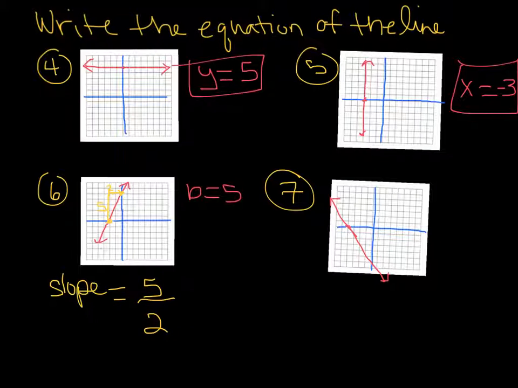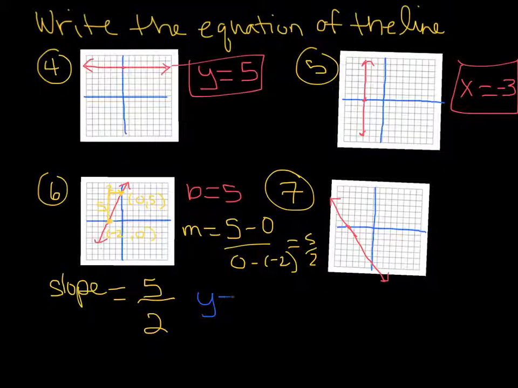The other way you can find your slope is by using these 2 points. The first one is (0, 5), the second one is (-2, 0), and you can use the formula. m equals y2 minus y1 over x2 minus x1. So that would give you 5 minus 0 over 0 minus -2, which is still 5 over 2. So you can see both ways work. Choose whatever one's easier for you. In the end, we're going to put it all together in slope-intercept form. We get y equals 5 over 2x plus our y-intercept, which is 5.